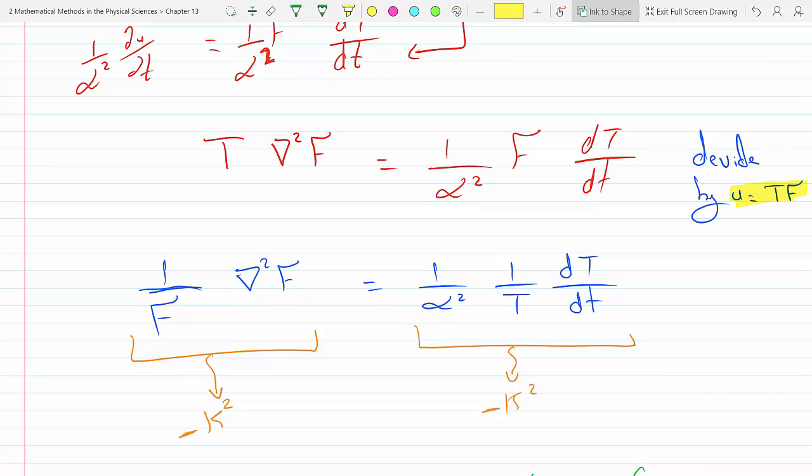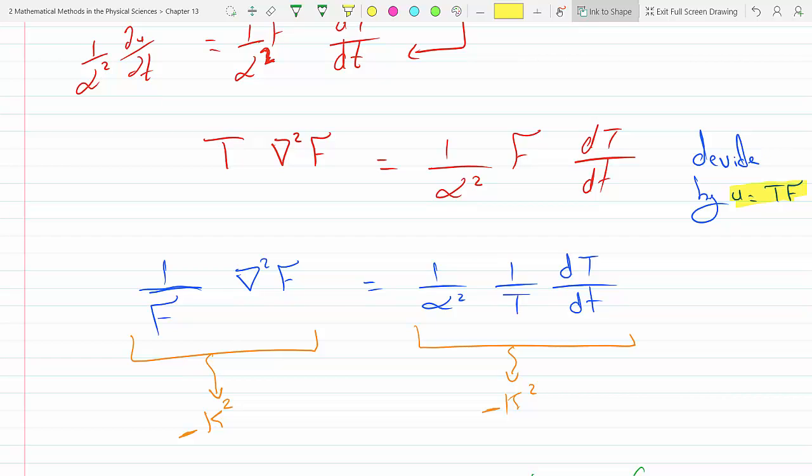Now notice that the left-hand side is actually a function of x, y, and z, while the right-hand side is a function of time. The only way that this can work is if both are constants, because how could a function of x, y, z equal a function of time? That only happens if they're both the same constant.